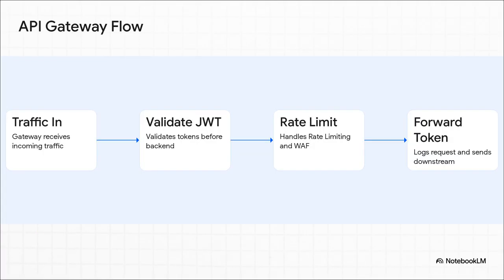This flows perfectly into layer 2, the API gateway. Think of this as the heavy security door at the front of our hotel. It receives all the incoming traffic, and its absolute first job is to validate that JWT before routing anything to the backend. It also handles rate limiting to prevent spam and acts as a web application firewall, a WAF, to block attacks. It logs every single request. Only if everything looks completely flawless does it forward that token downstream.